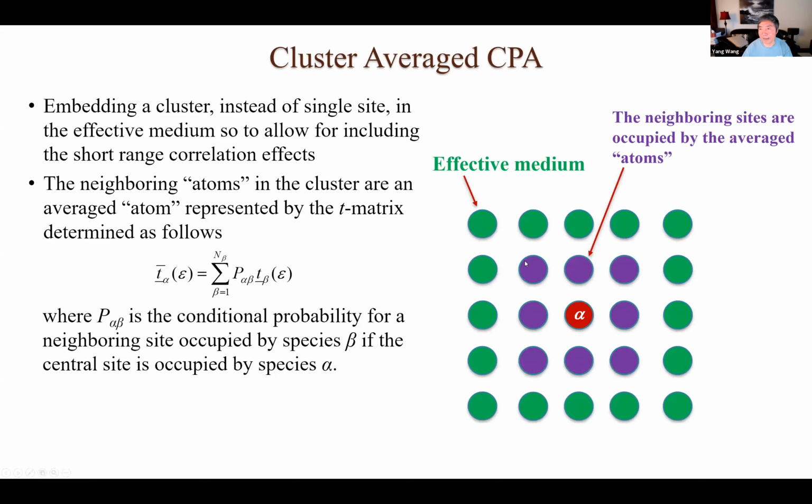So instead of conventional CPA, where we embed a particular atom in the effective medium, we embed this cluster in the effective medium. But this is not all possible configurations of clusters. Rather, it's a particular kind of cluster. The center is still the particular atom, but the surroundings are an average T matrix. That average T matrix is obtained by averaging over the different species, with the weight being a conditional probability.